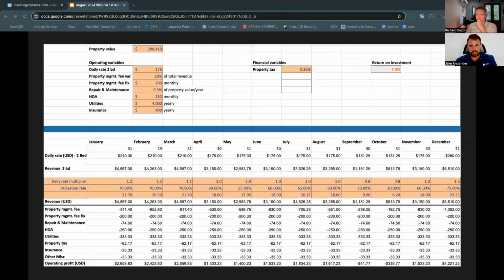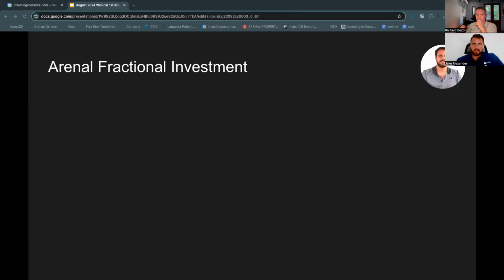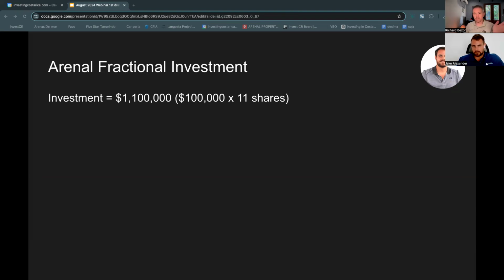And again, on the next slide here, you see our analysis and projection on exactly how this property would do. And so you'd be looking at a 7% return there. And the last one would be our Arenal fractional investment property, which is what we're doing, fully funded. We're just sharing it as an example. So it is fully funded. We're doing an investment of 1.1 million. So we did $100,000 at 11 shares, with a projected annual return of 13%.